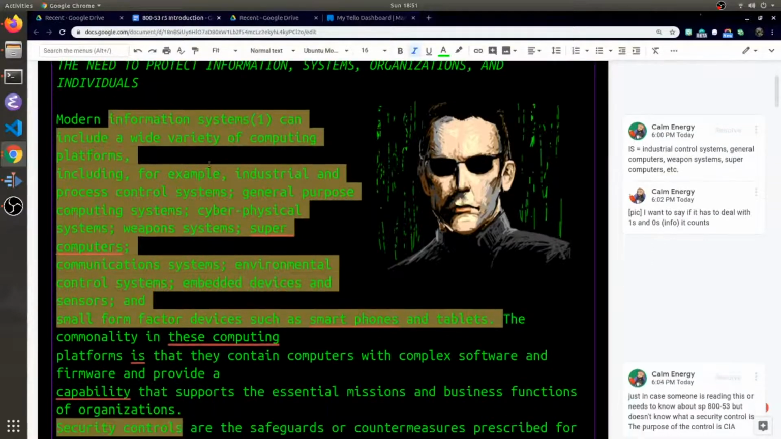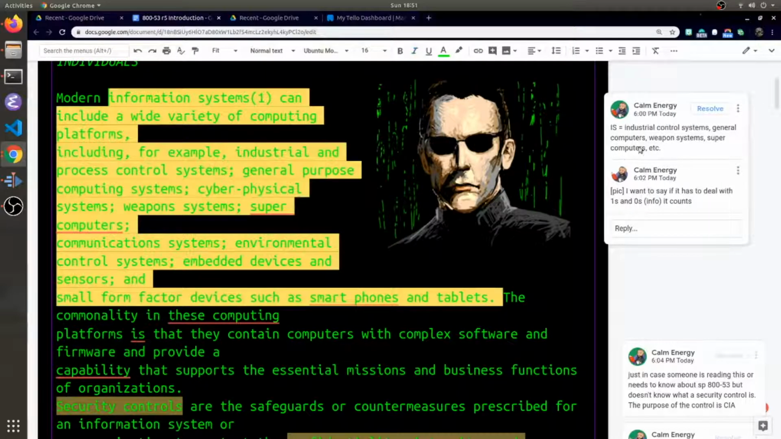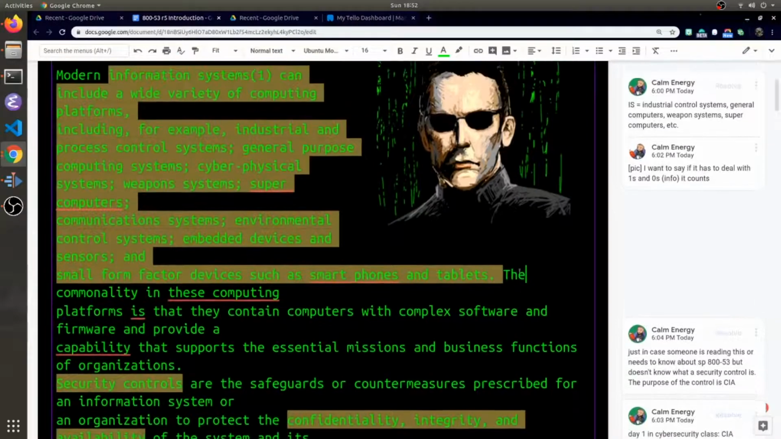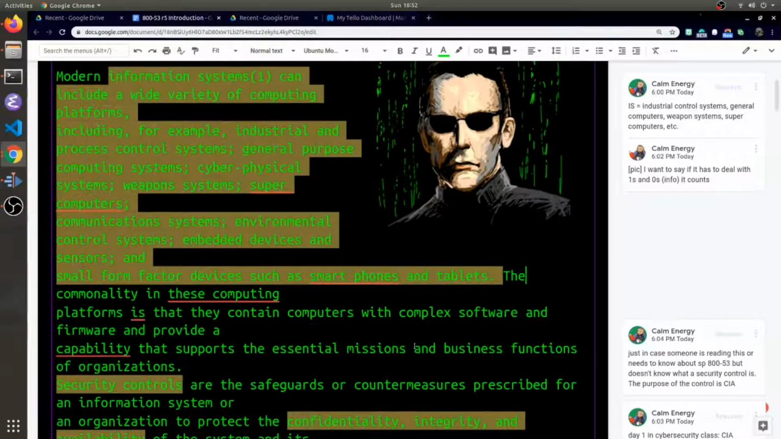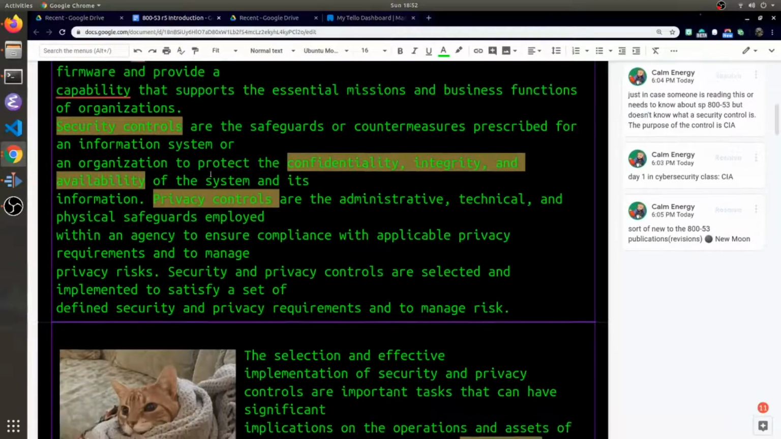They begin by saying modern information systems can include a wide variety of computing platforms, and then they're going to go through all those platforms. The way I summarized it over here, an information system is an industrial control system, general computers, weapon systems can be an example, or supercomputers. I think pretty much if there's ones and zeros in it, it is an information system. I sort of wish they just named this a data system. There'd be no problem on my part saying data system all the time. So that's pretty logical, that the first sentence of the introduction defines what an information system is.